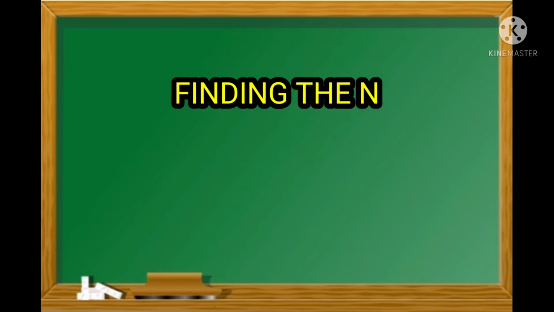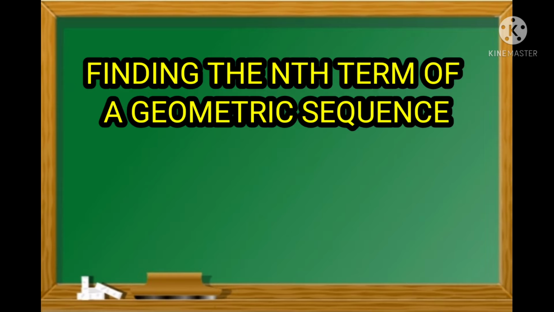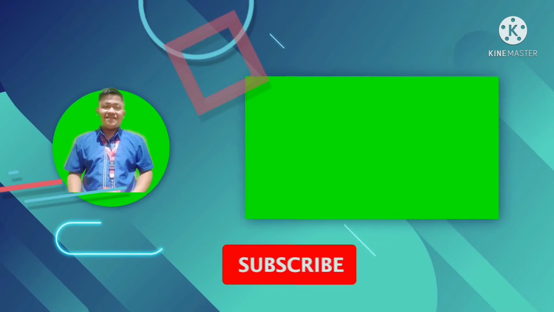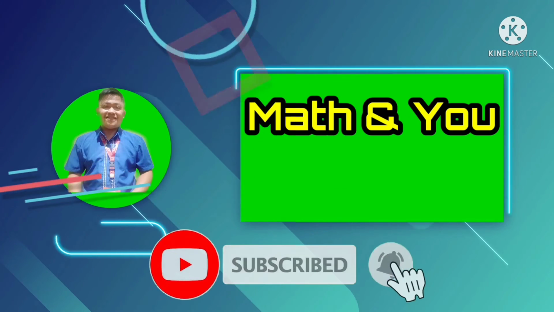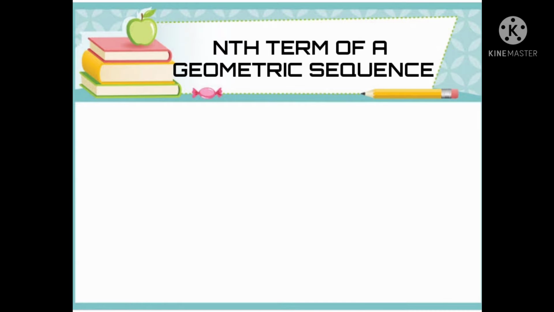How to find the nth term of the given geometric sequence, and how to use this formula: a sub n equals a sub 1 times r raised to n minus 1. Finding the nth term of the geometric sequence.